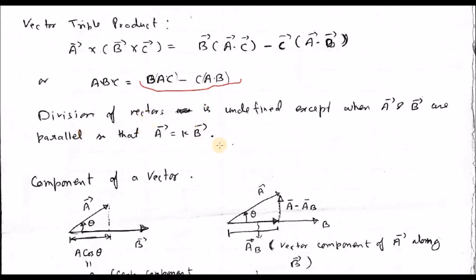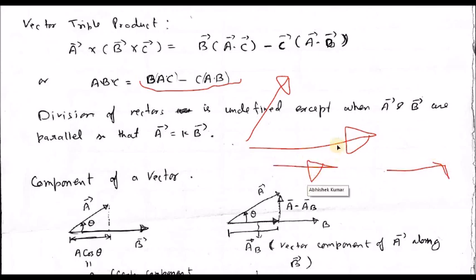And division of vectors is undefined except when a and b are parallel, so that a is k times b. If this is a vector and the other vector is like this, then we cannot divide these two vectors. To have division of vectors, we must have two parallel vectors.